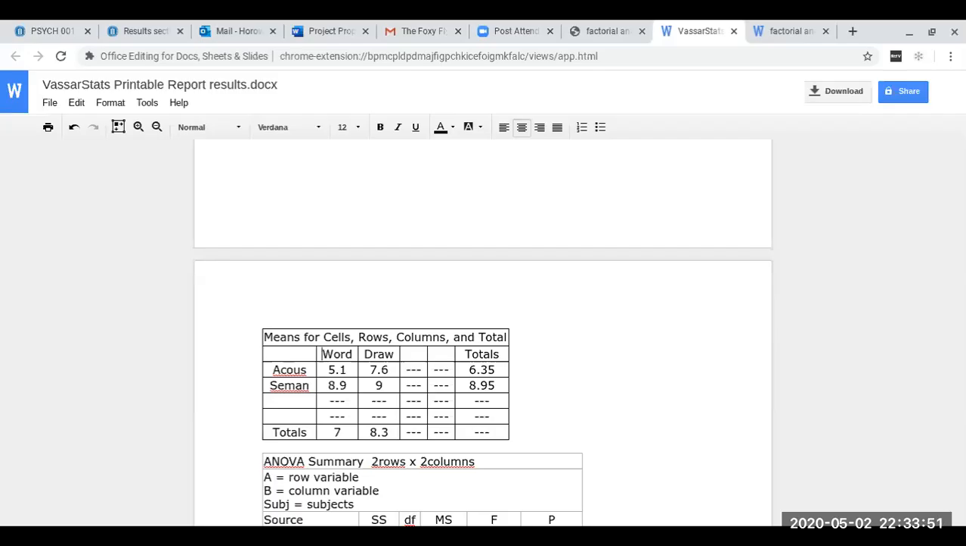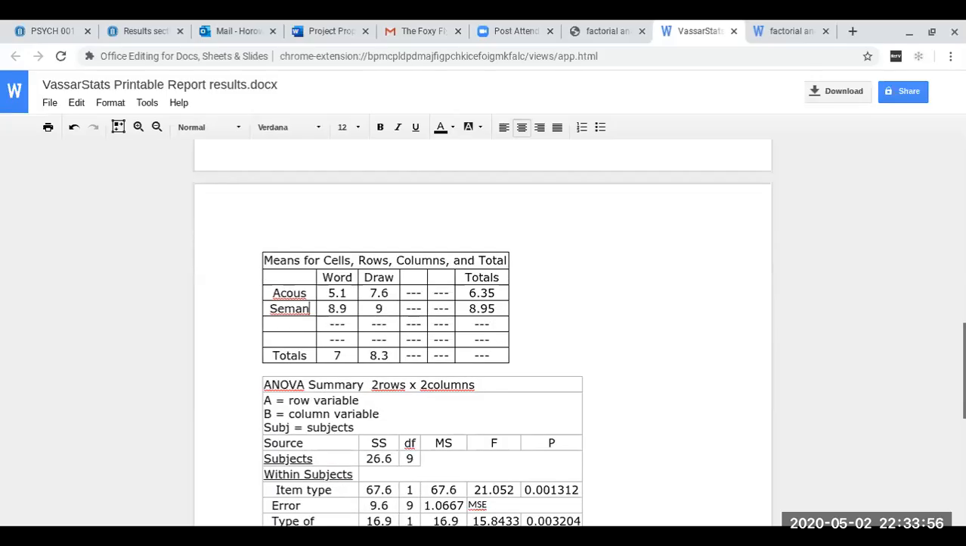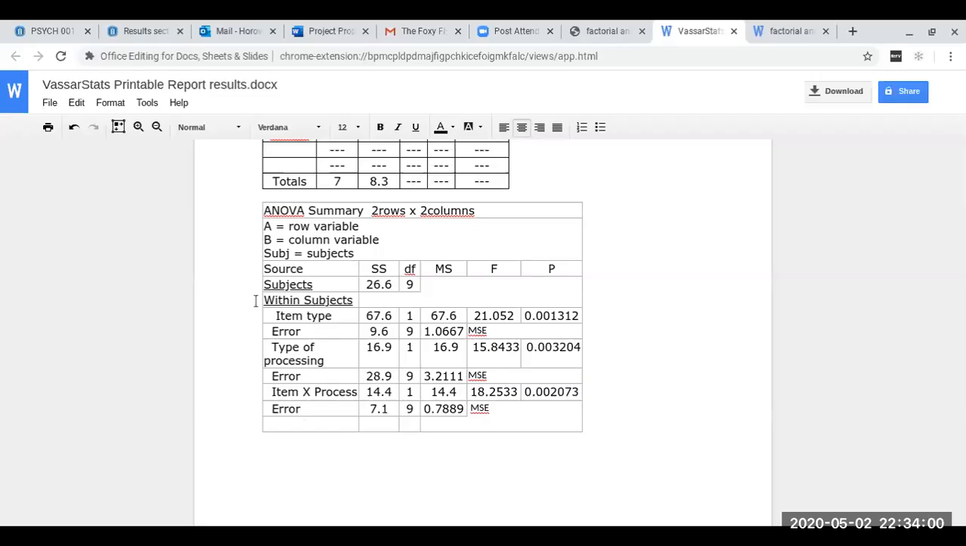So what this tells me is you're going to get, in this ANOVA table, and I guess I can just scroll down, you will get, and here it is, within subjects, we have 3 hypotheses, and so we have 3 outputs. Here is item type and its error term. Here's type of processing and its error term. And here is item times processing, which is basically a fancier way of saying interaction, and its error term. Now, I want to point out that if we were doing a between subjects design, the error term would be the same for all 3. Because it is a within subjects design, you have an error here, 1.0667, here 3.2111, here 0.7889. So you have a different error term for each of the effects that we're looking at.